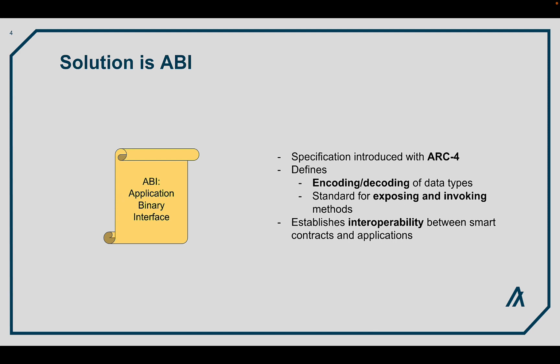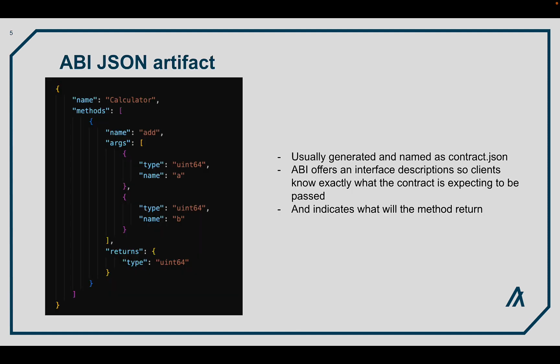Thanks to ABI, any client knows how to communicate with your smart contract without reading the whole code, and you are able to use other data types besides byte arrays and uint, making coding smart contracts in Algorand easier. And one of the main components of ABI is the JSON artifact. This artifact, usually named contract.json, describes the whole smart contract at a glance.